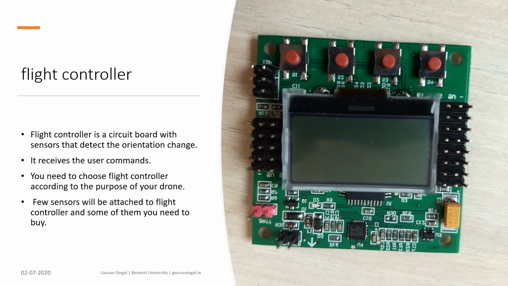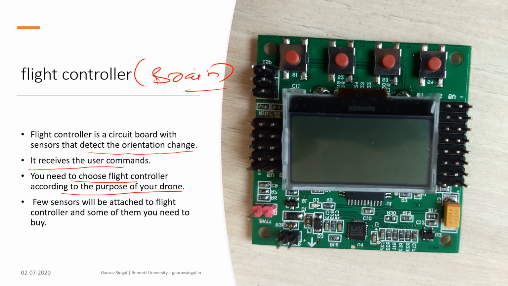The next component is the flight controller, actually it is the brain. Okay, the flight controller is a circuit board with sensors that detect the orientation change. It receives the user command. Okay, you need to choose a flight controller according to the purpose of your drone. Sometimes you need GPS, sometimes you don't need GPS, sometimes you need LiDAR, sometimes you need ultrasonic. According to the application, you can choose which flight controller is suitable. And every flight controller does not take care of all the sensors.